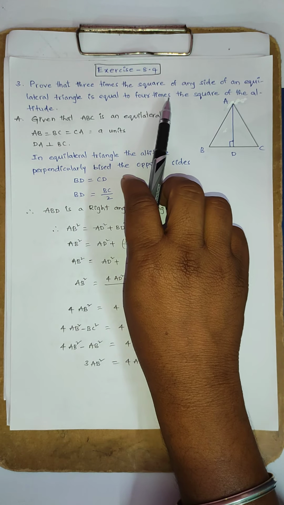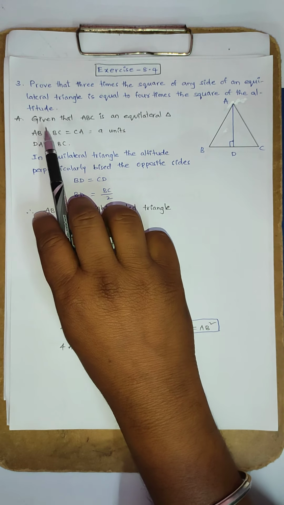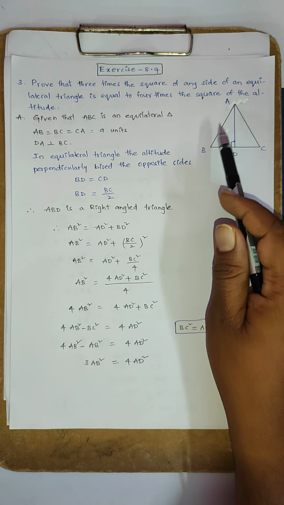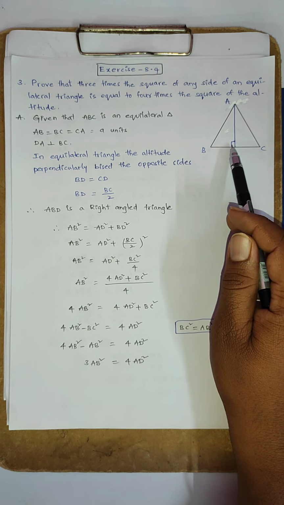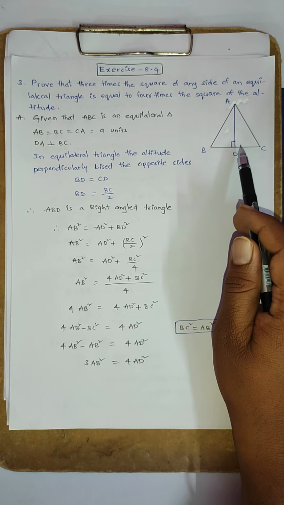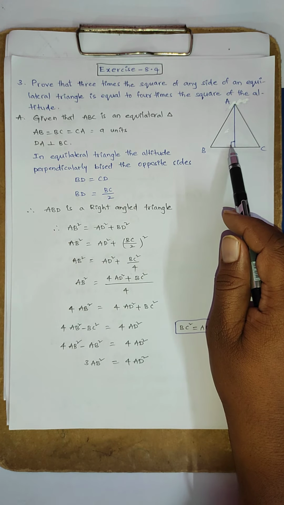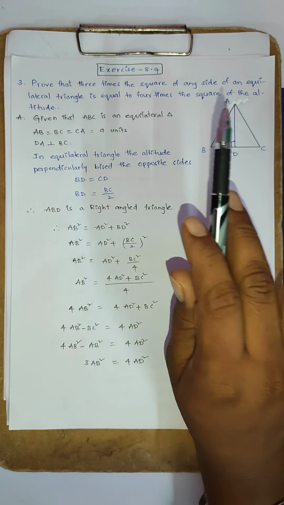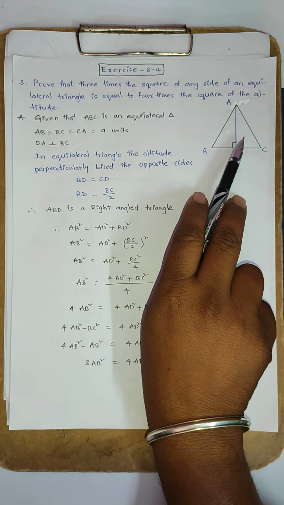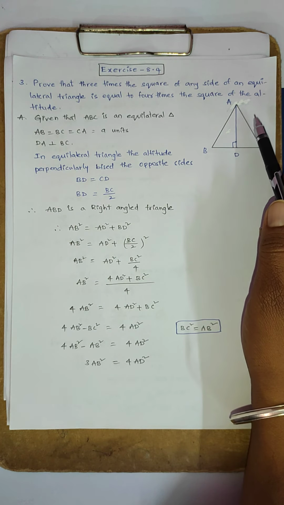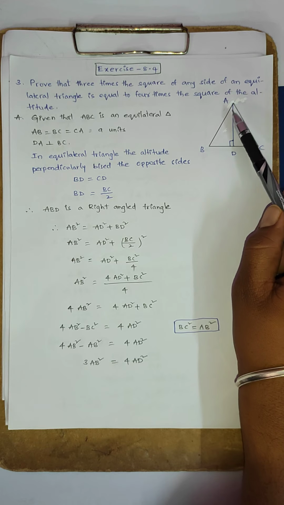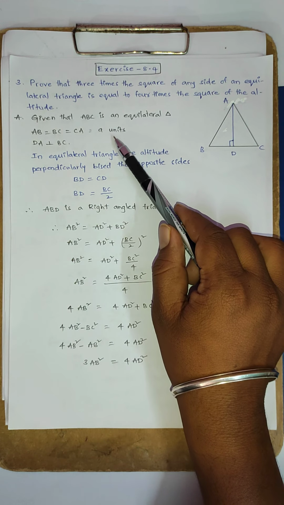Prove that 3 times the square of any side of an equilateral triangle is equal to 4 times the square of the altitude. We are asked to prove this, given that ABC is an equilateral triangle. In an equilateral triangle, all sides are equal: AB equals BC equals CA. Assume the length of the side is a units.